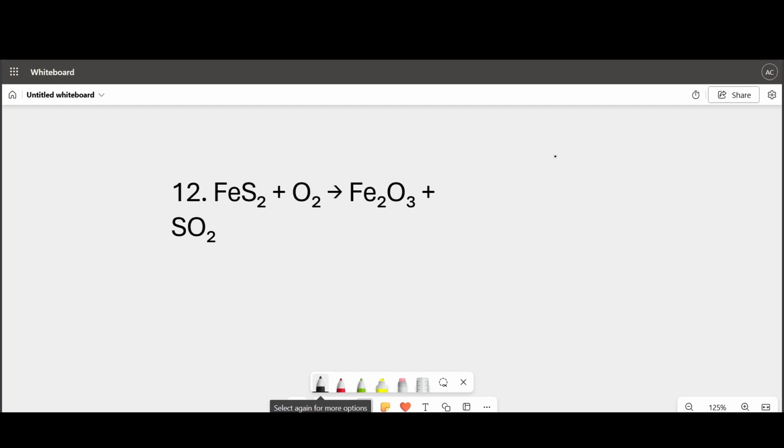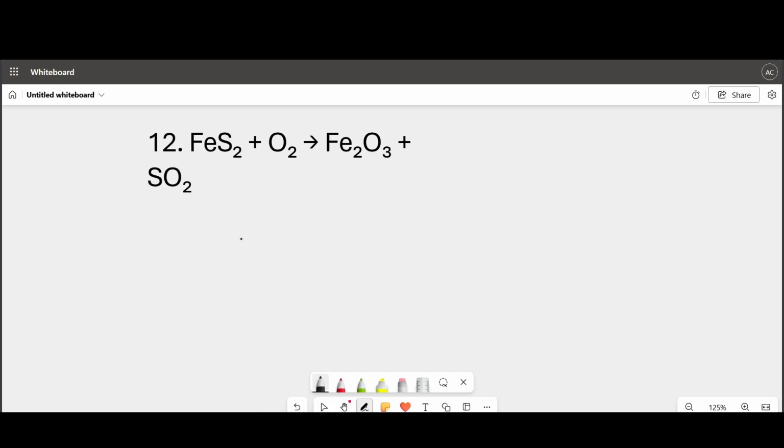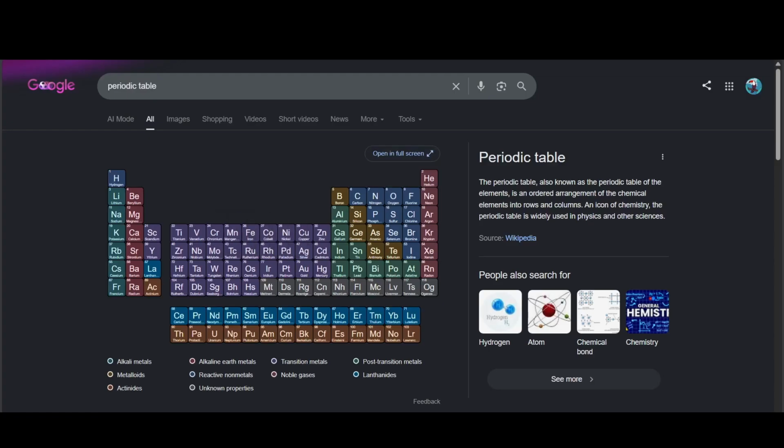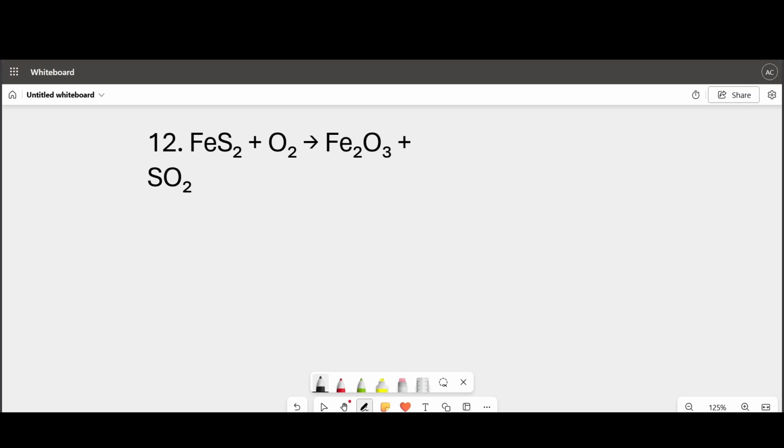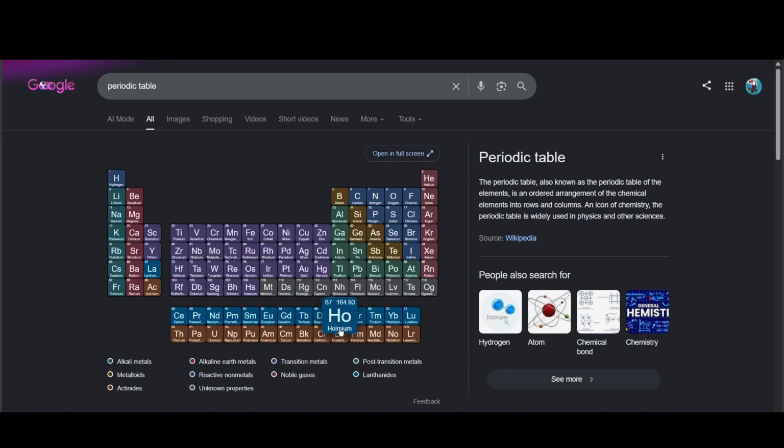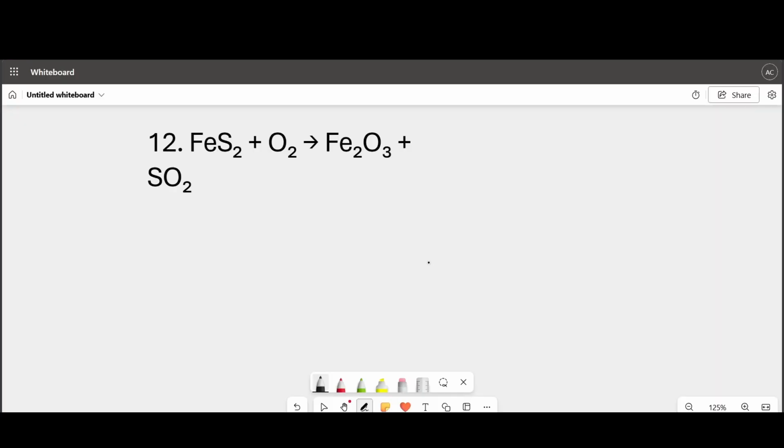So let's check what Fe is. It's iron, and then what's S? Sulfur. We got iron, sulfur, and oxygen. So let's try to balance this out.